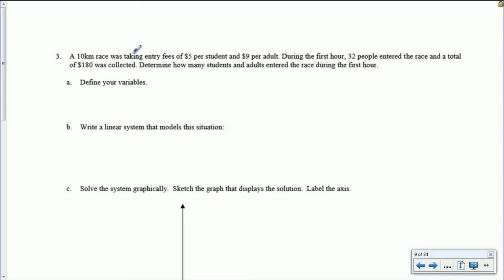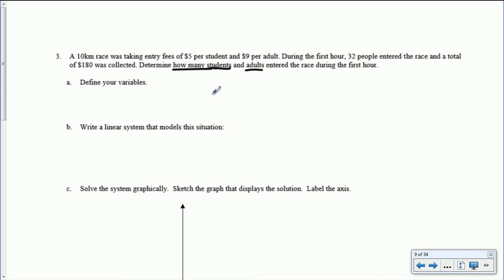10-kilometer race taking entry fees of $5 per student and $9 per adult. During the first hour, 32 people entered the race, and a total of $180 was collected. Determine how many students and adults entered the race during the first hour. Define your variables. So, how many students and adults?